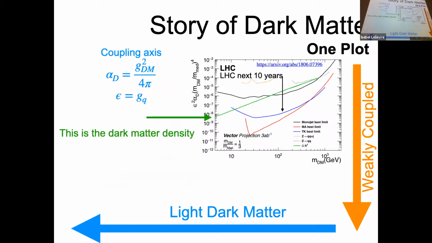And just as a point, now in the low mass world, the axes change. Instead of a coupling axis, people like to present things in terms of axes like this. This looks really complicated, but it's just a proxy for the coupling. So this is epsilon squared, which you can equate to the coupling to the standard model, times alpha dark, which is just the dark matter coupling squared over 4 pi, times the dark matter mass over the mediator mass, and we fix this to 1/3.